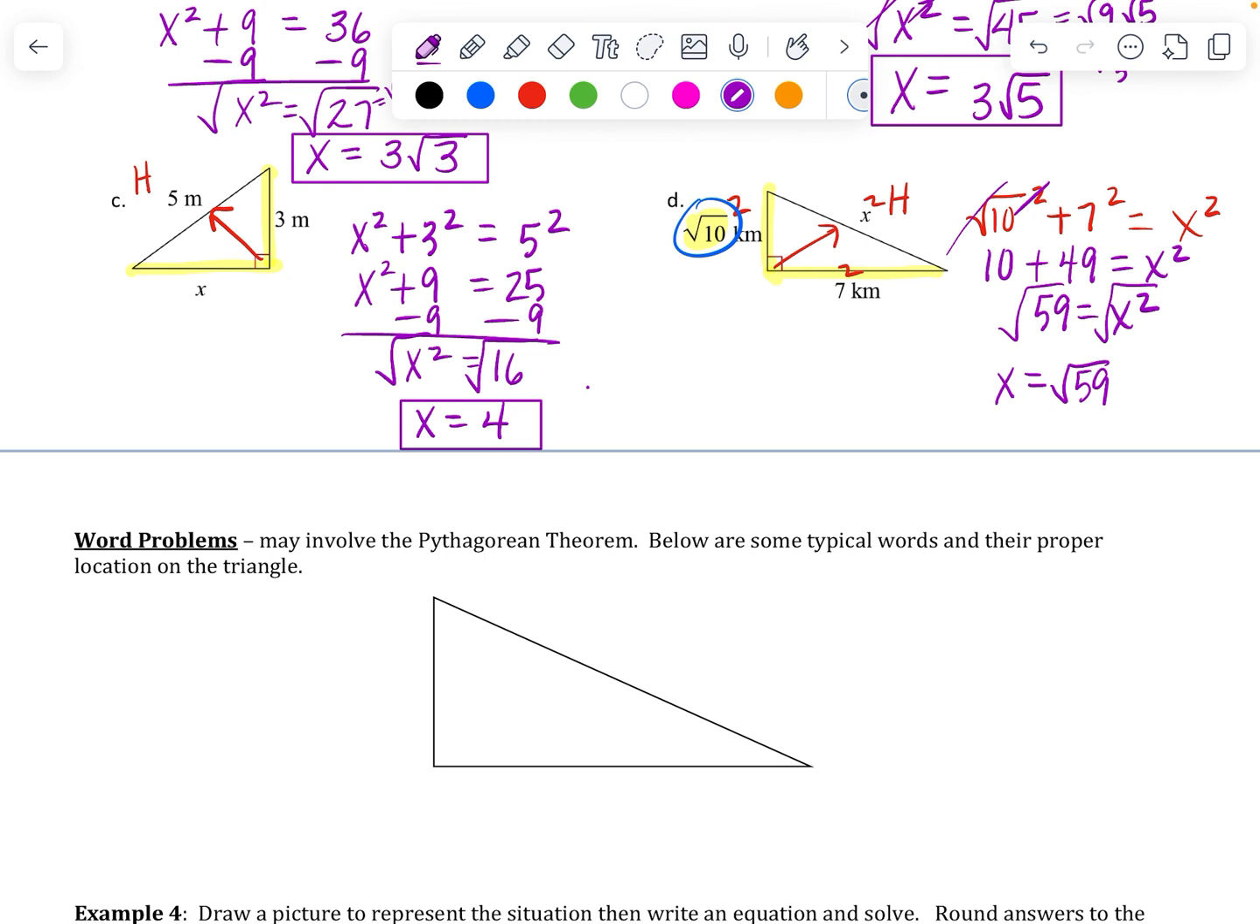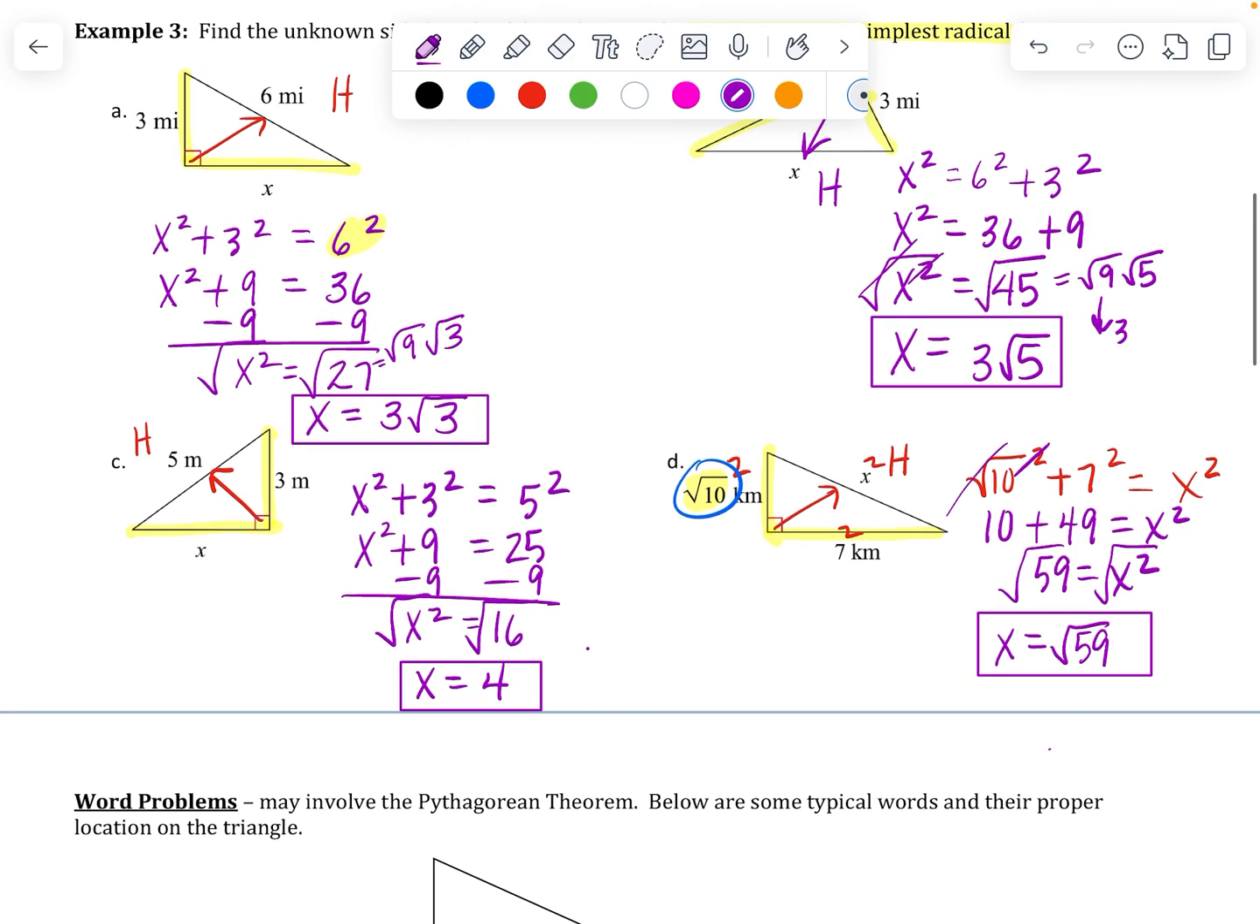I can try to simplify this, but there are no perfect squares that go into 59, so we would actually be done. We would leave that completely under the square root. So you should be noticing from these 4 examples that sometimes you can simplify the square root and turn it into something that has a number outside the square root and something inside, like happened in example A and B.